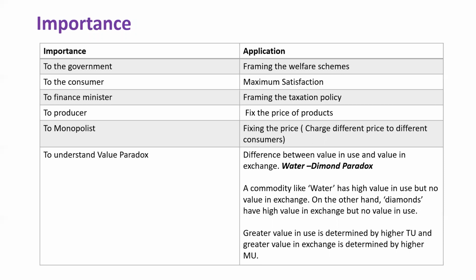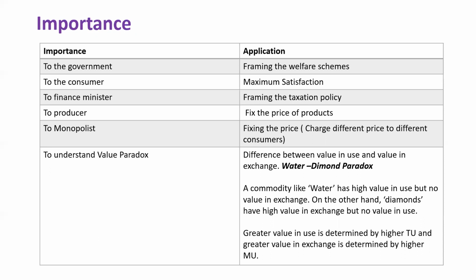To the consumer, it gives maximum satisfaction; they understand the point of their satisfaction and where to stop consumption, or what type of goods satisfy their wants. For the finance minister, it helps in framing the taxation policy, how to impose tax which will not adversely affect the person's purchase behavior. To producers, it helps fix the price of the product. To the monopolist, it helps fix the price, because a monopolist charges different prices to different consumers. For the rich, he charges high prices, whereas for the poor, he charges low prices. So this theory is very important.